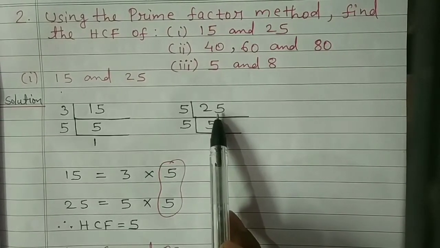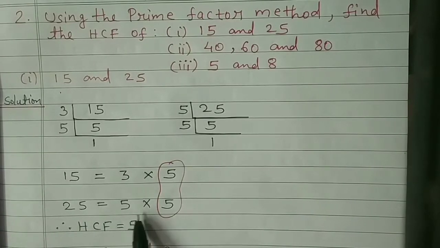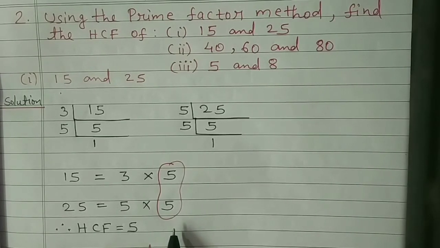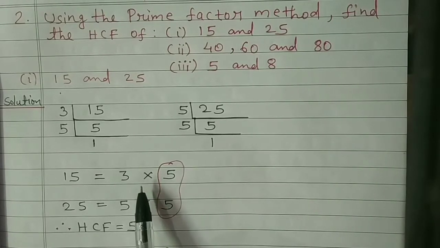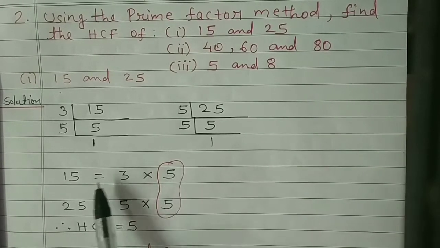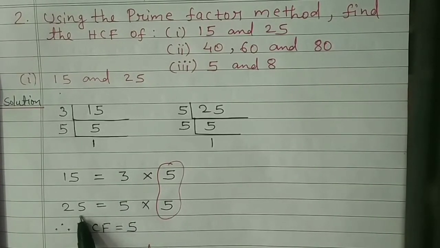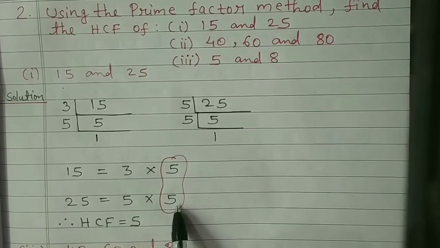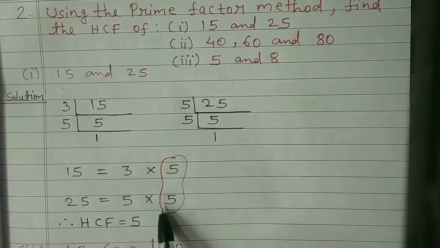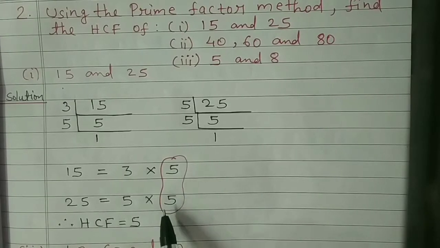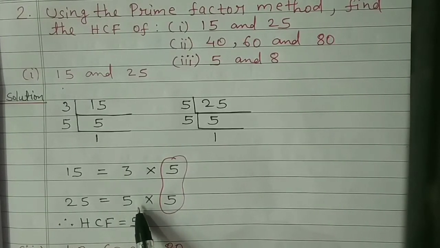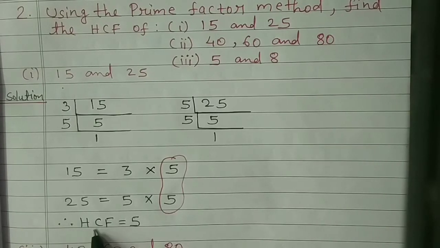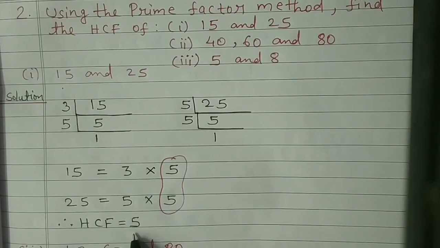And now, the prime factorization of 25, as you can see here, 25 equal to 5 into 5. Clear? So, now we are going to find the common factor which is present in the prime factorization of 15 as well as the prime factorization of 25. Okay, so here we can see this prime factor 5 is common. So I have rounded this prime factor. Okay, and now there is no more common prime factor. So in this case, the HCF will be 5. So I have written, therefore HCF equal to 5. Okay.